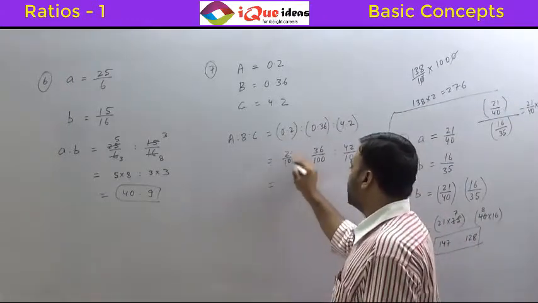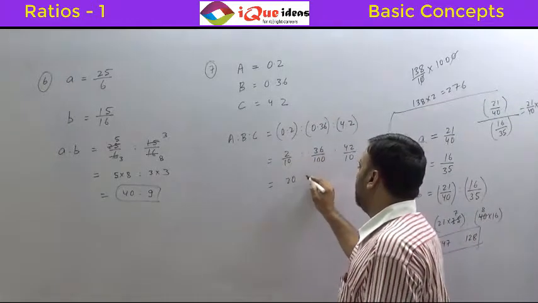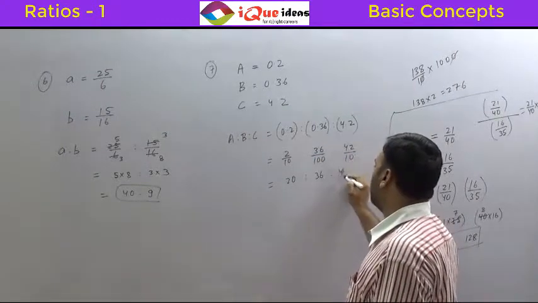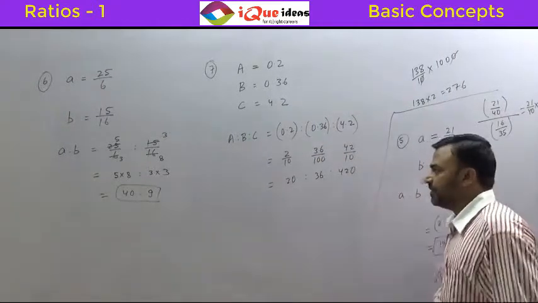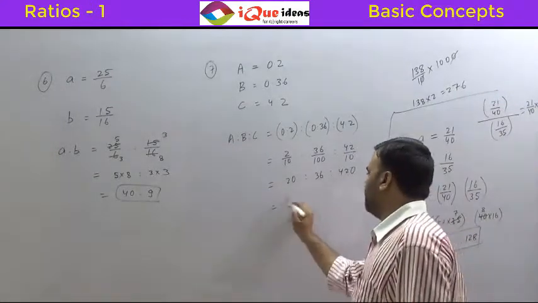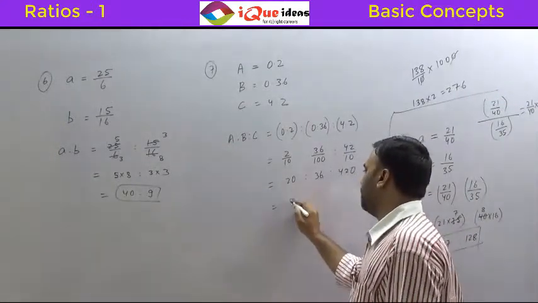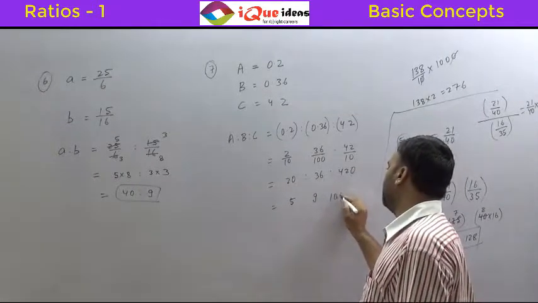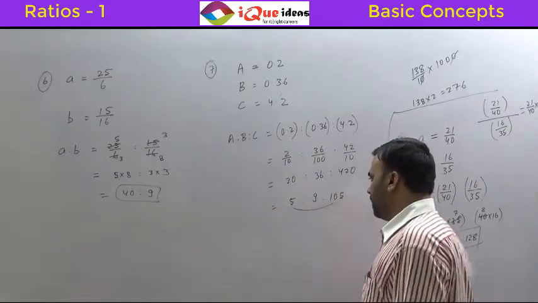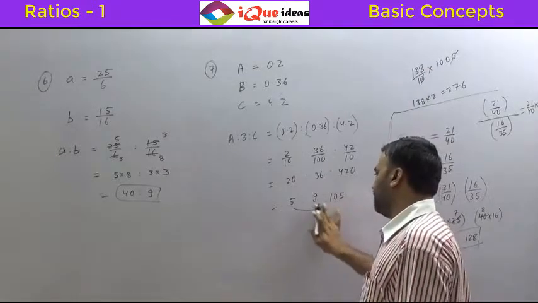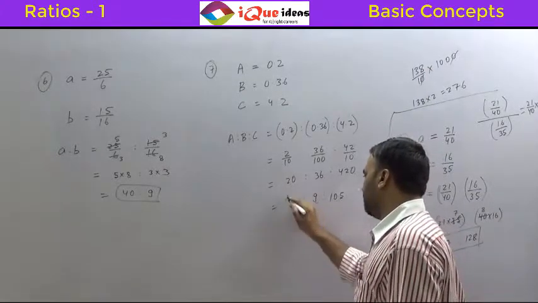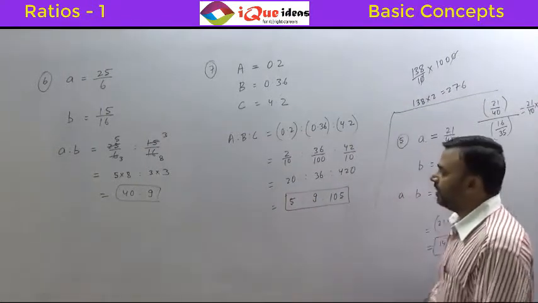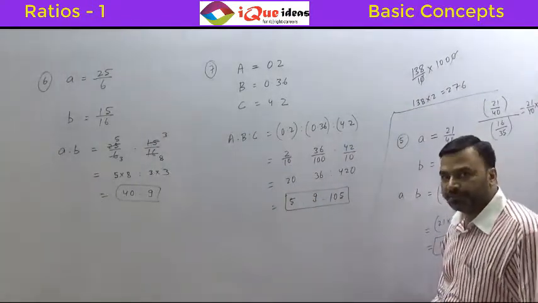So all of them will become simple. If you multiply this by 100, you will get 20. If you multiply this by 100, you will get 36, and this will become 420. And then further simplify if it is possible. All of them are divisible by 4, so we divide by 4, and you get 5 is to 9 is to 105. Even though there is a common factor in two of these, you can't do anything about it. Remember, for the combined ratio of all three, this is the most simplified form. So the ratio is 5 to 9 to 105.